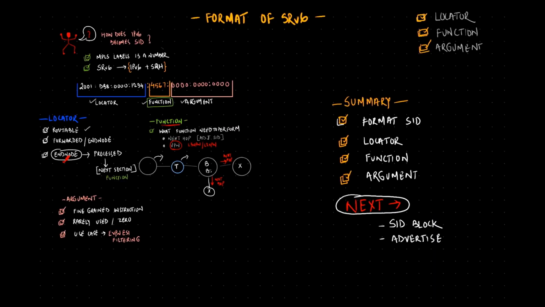In the last module we discussed the format of SRv6, wherein we discussed the SID format, divided into three parts: locator, function, and argument. The locator is basically the routable part. Function tells us what to do, what function to perform, and argument is basically how to fine grain that. Today we'll discuss the SID block. So what is a SID block?